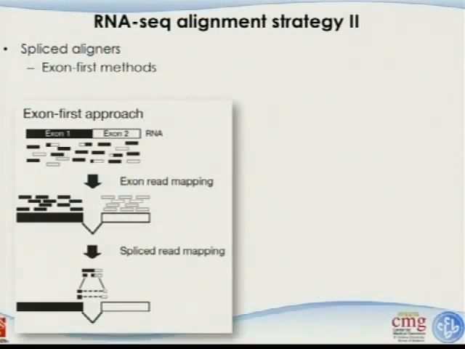The second type of strategy is the real strategy, right? The first type is to use whatever aligner you are using, but map it against the transcriptome. But the second is spliced aligners. There are two different forms. The first one is called the exon first method. So in brief, as you can see, this is one exon, two exons in the RNA that are connected together.